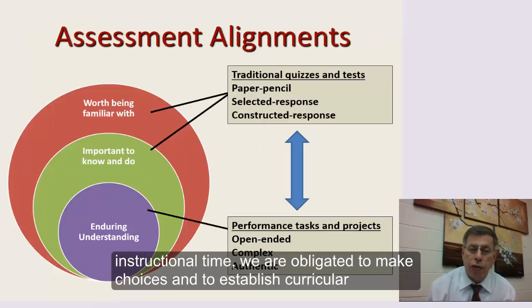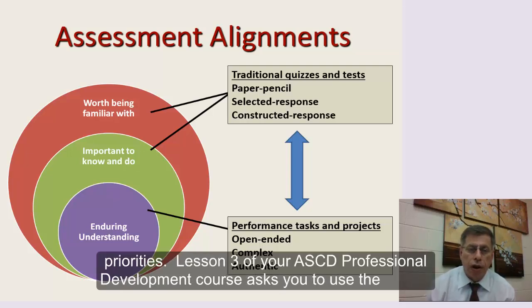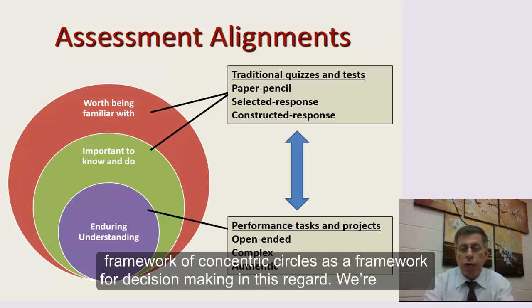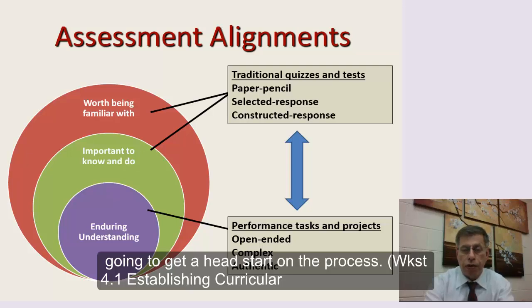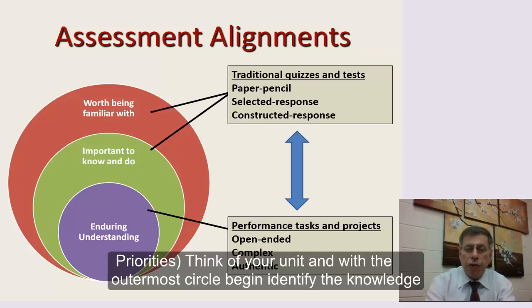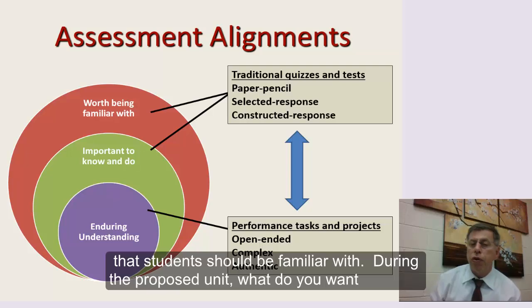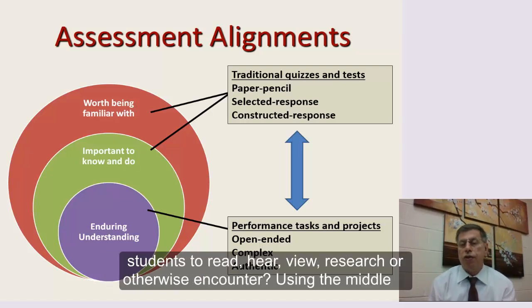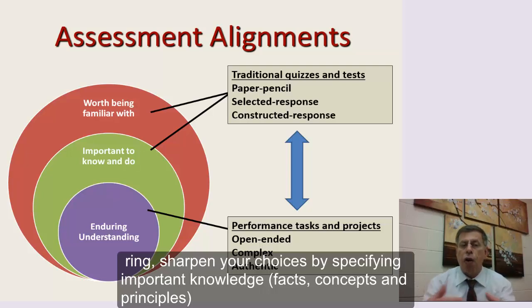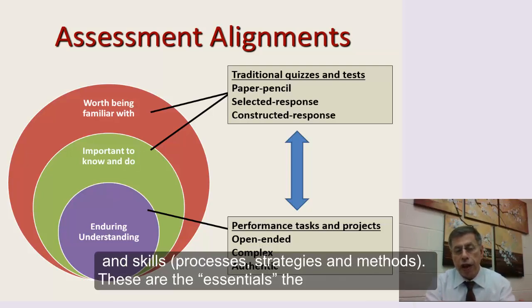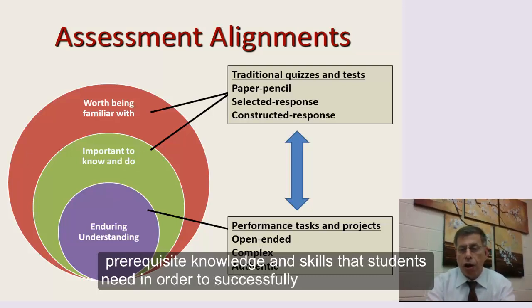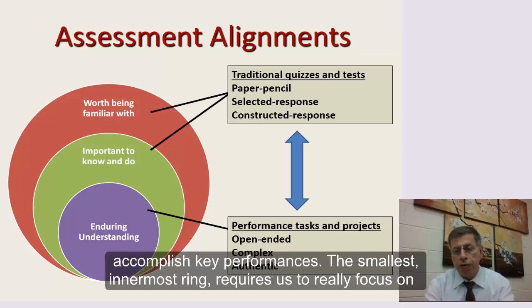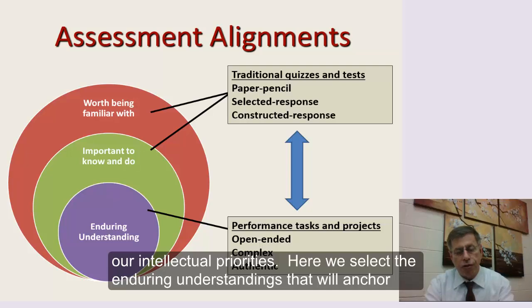Let's come back to our three circles. The question is, what types of assessments would we use for each of the three components? As we can see here, for things that are worth being familiar with or important to know and do, often traditional quizzes and tests are sufficient, and they can allow us to align the assessment with the outcome for each of these three levels of priority. Often they can be pencil and paper, selective responses, and such.